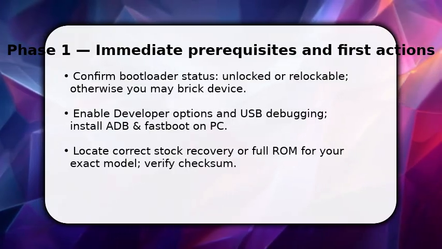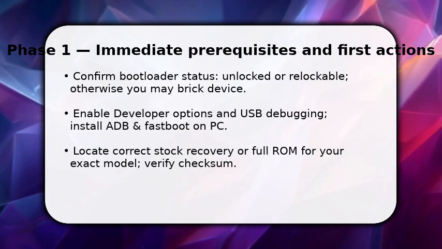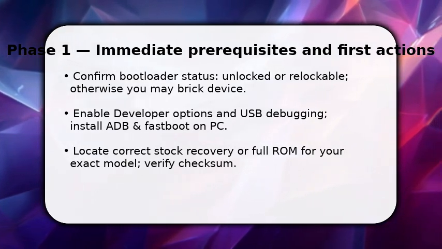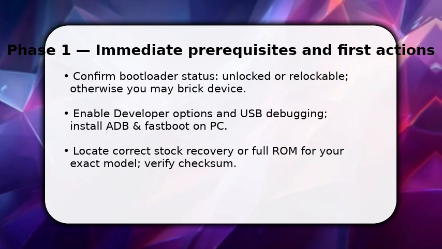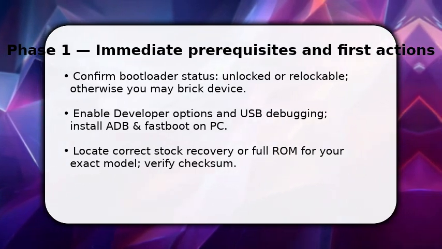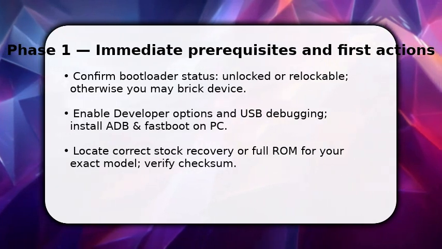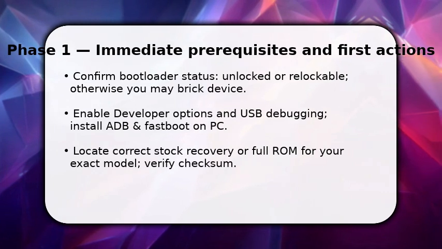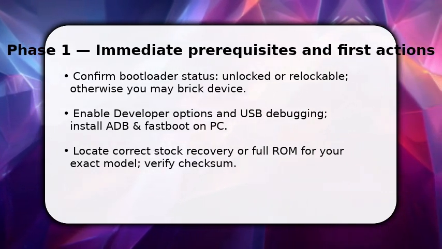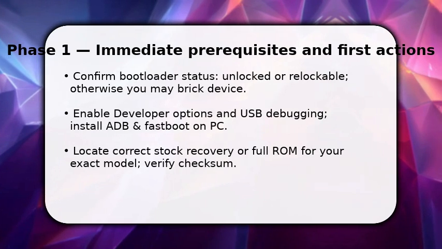You start by preparing files and tools. Get the exact stock recovery image for your model and verify its checksum. Enable developer options and USB debugging on the phone and install ADB and Fastboot on your PC. Once done, connect the device and test ADB with adb devices to confirm communication.